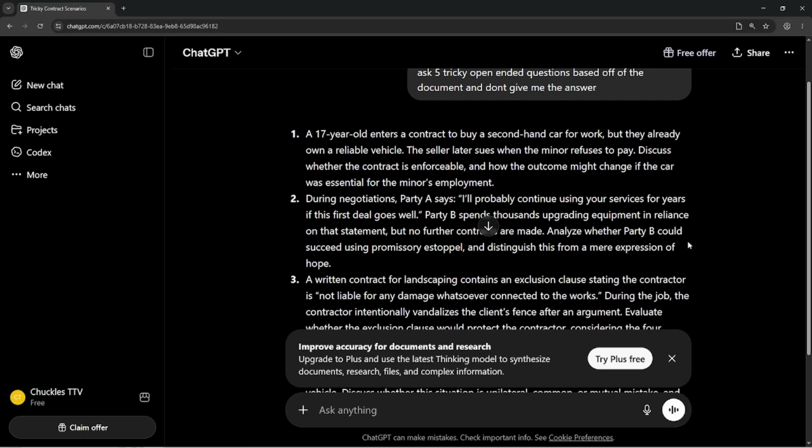A 17-year-old enters a contract to buy a second-hand car for work, but they already own a reliable vehicle. The seller later sues when the minor refuses to pay. Discuss whether the contract is enforceable and how the outcome might change if the car was essential for the minor's employment.